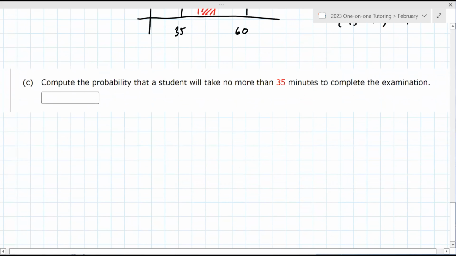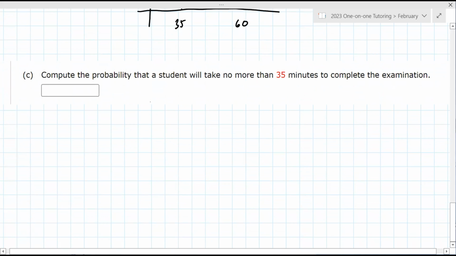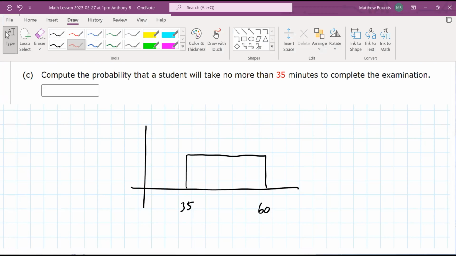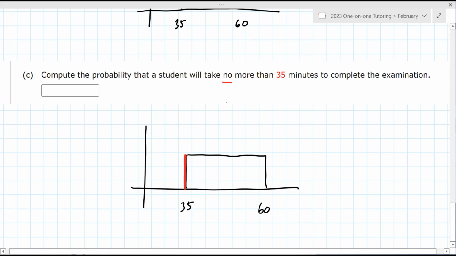Okay, so here we are, we're up to C. Compute the probability that the student will take no more than 35 minutes to complete the exam. So 35 to 60 again, you have to be careful here. More than 35 would be everything to the right of 35, but no more than means to go the other direction. Since it's right on the edge of the box, and anything outside the box is basically 0, the value is 0. That's kind of related to number 1.